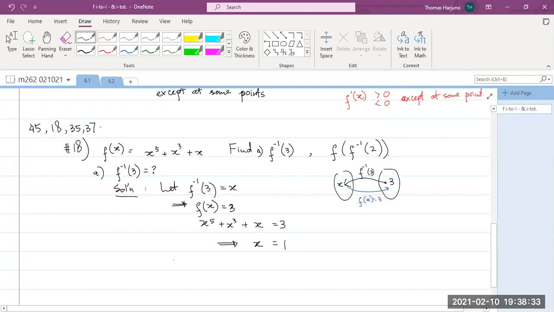So the inverse function of 3 equals 1. Now part B.